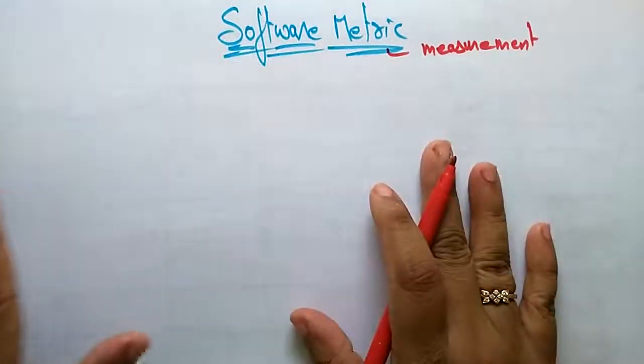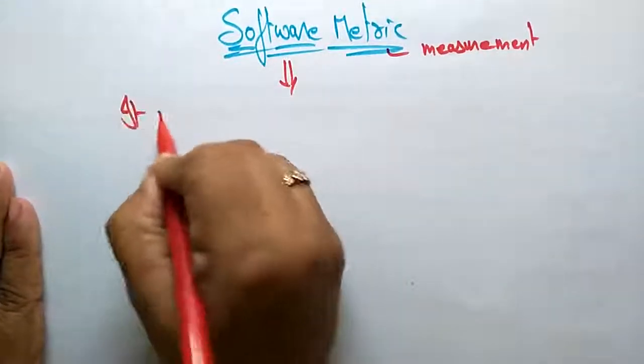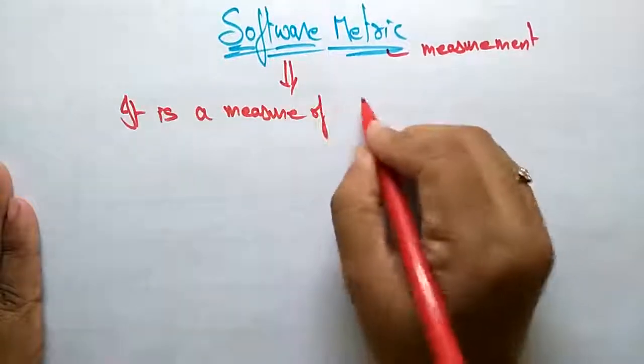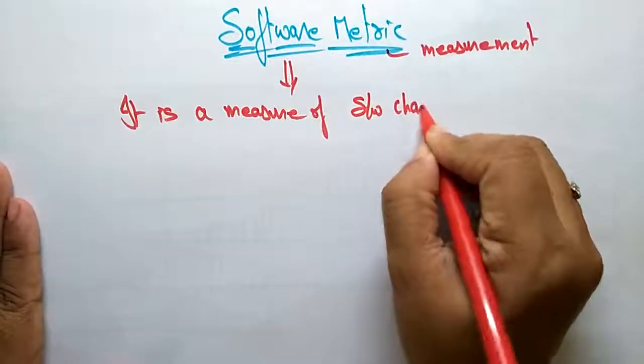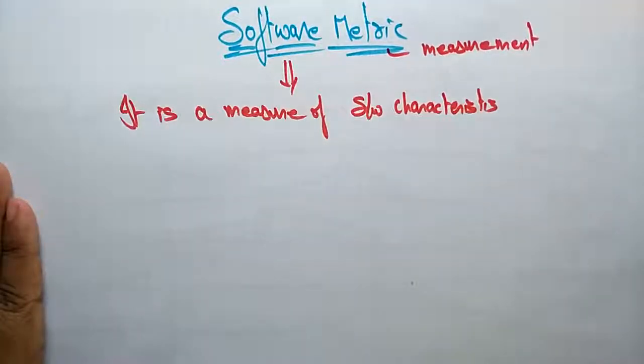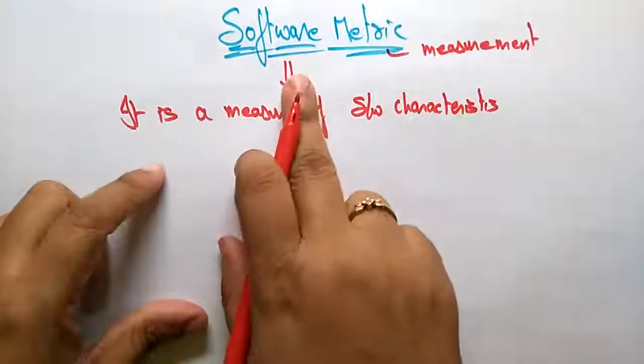A software metric is a measure of software characteristics. So what are those characteristics of software? They include the time it takes to execute the program, the quality of the software, the quantity, and the resources that we are using. Everything comes under the characteristics. We are measuring those characteristics, and that is what you call a software metric.